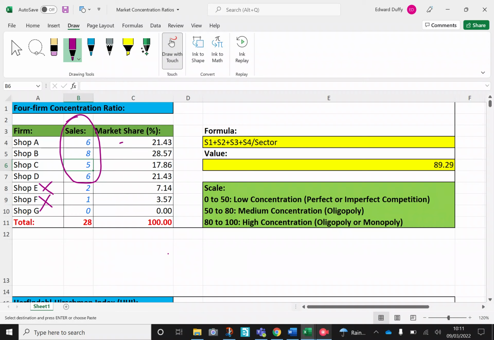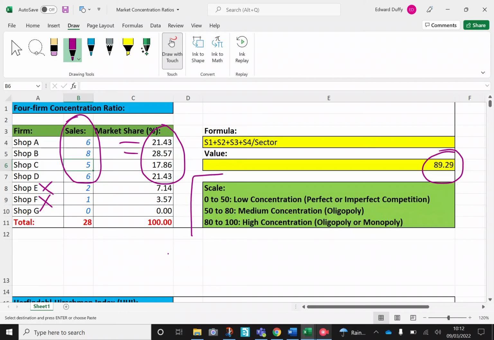And we can see there that shop A takes 21% of the business, 29% almost for B, and so forth. And the 4 firm ratio simply adds up those 4 and it gives us a score. And that score is 89.29. So what does that tell us?